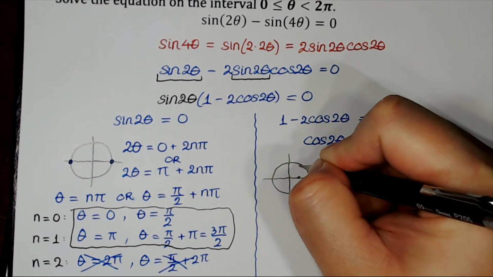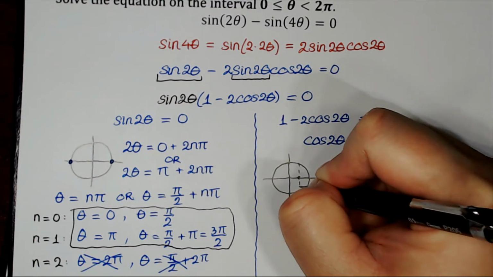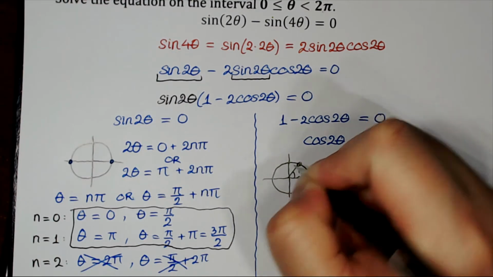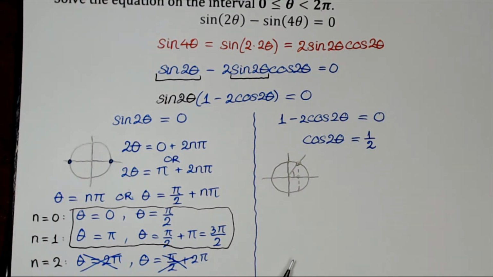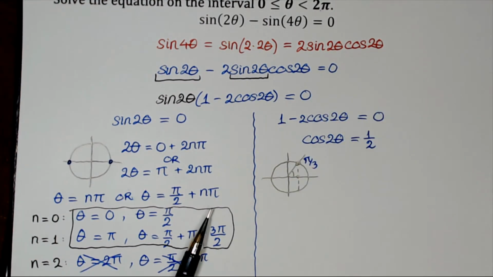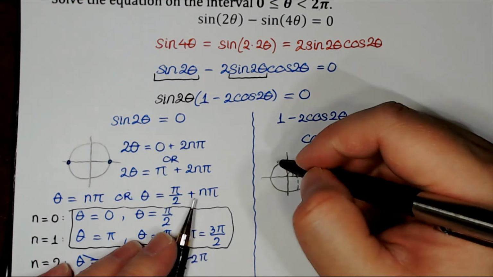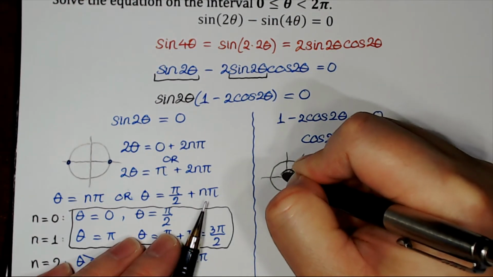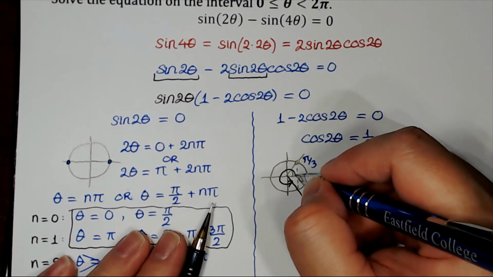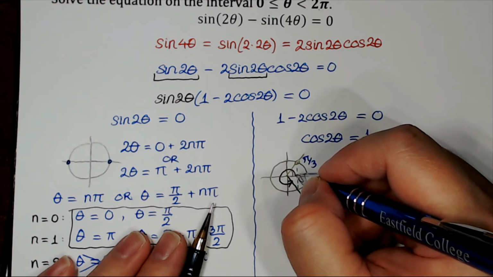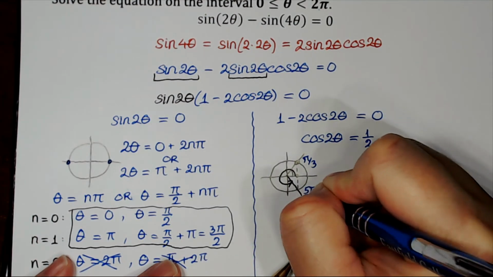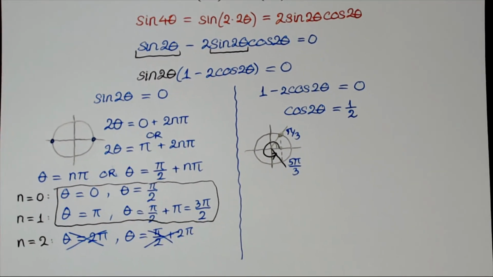So first, sine of anything is associated to the y values. The y value equal to 0 must be here or here. However, we have to write the answer in terms of coterminal angles. So either it's going to be 0 plus 2n pi. We should write 2 theta because that is the whole angle of that function. Or we have 2 theta equal to pi plus 2n pi.